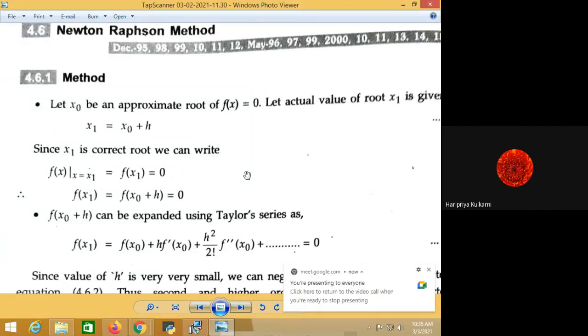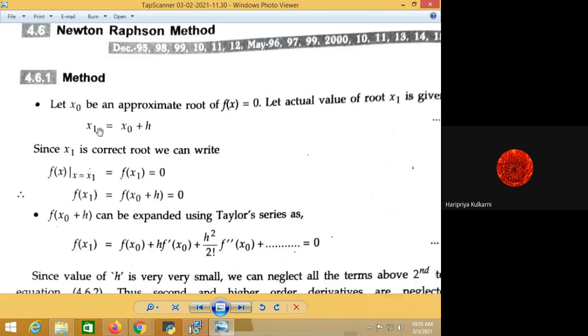So it is one of the famous methods for solving a transcendental or a polynomial equation. Okay, so today we'll see the derivation first. In this method, we have an approximate root x0 initially, and we are approaching towards the next approximated root. Likewise, we'll do many iterations and we'll come to the solution.